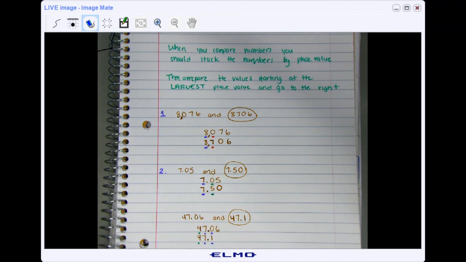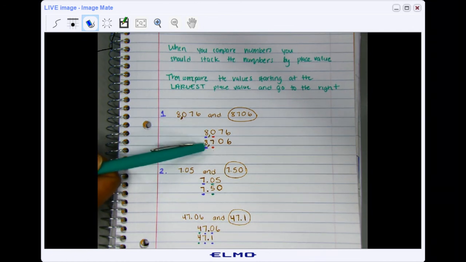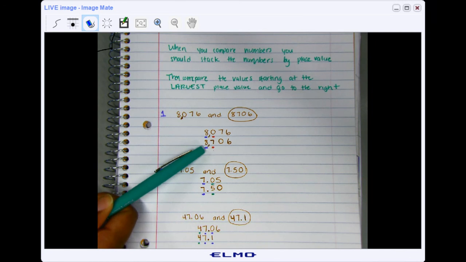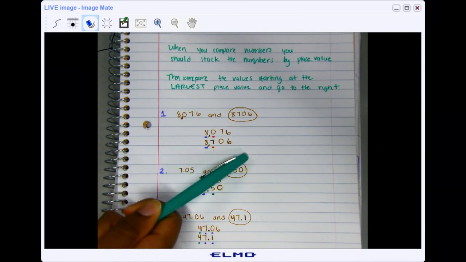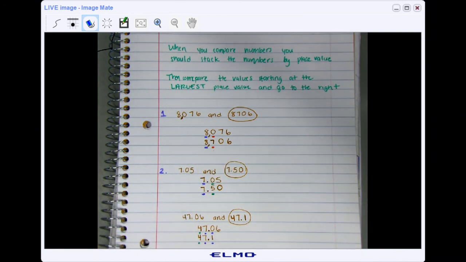As a reminder, when you're comparing numbers, you should always stack them by place value. And then to compare them, you should start at the largest place value and work your way to the right, comparing each place value. Now you're going to get started on your Edulastic assignment for today's Math-A-View. Use what we learned today in Math-A-View to help you answer questions about comparing numbers.